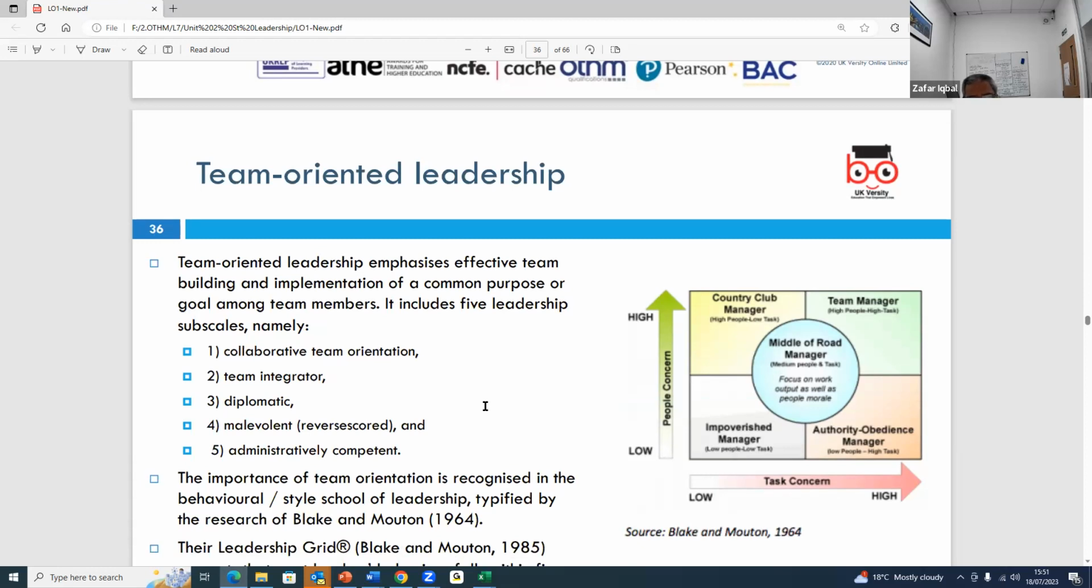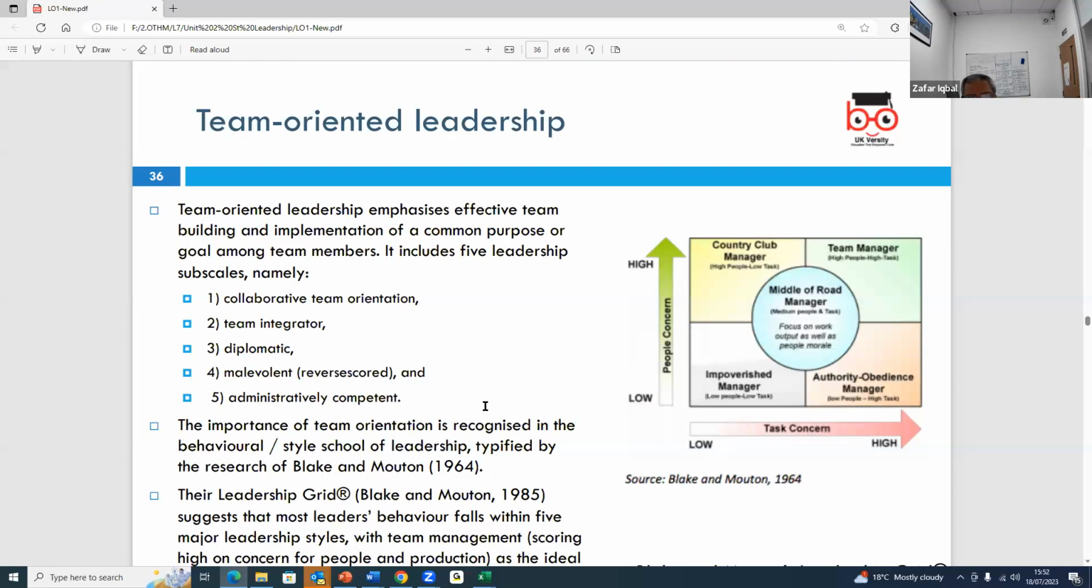leadership which emphasizes how to build an effective team, how to implement a common purpose, how to implement a common goal amongst the team members. And these people who lead teams collaborate. They are team players. They are very diplomatic.